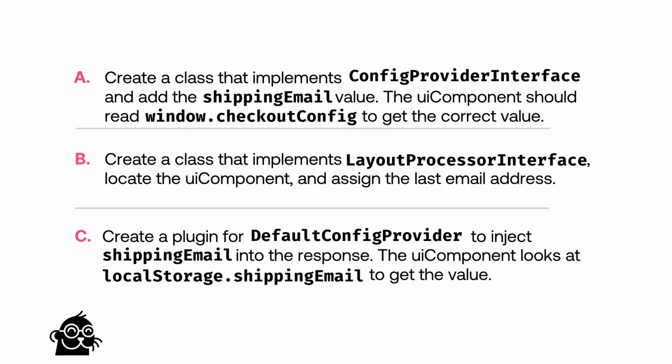A, create a class that implements config provider interface and add the shipping email value. The UI component should read window checkout config to get to the correct value. You will see this implemented all over the place. And I just gave it away by saying that this is not the correct answer. Why is this not the correct answer?